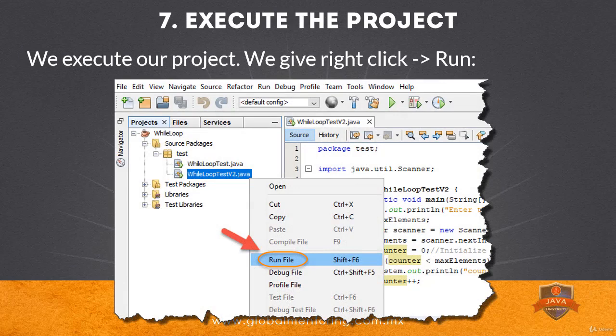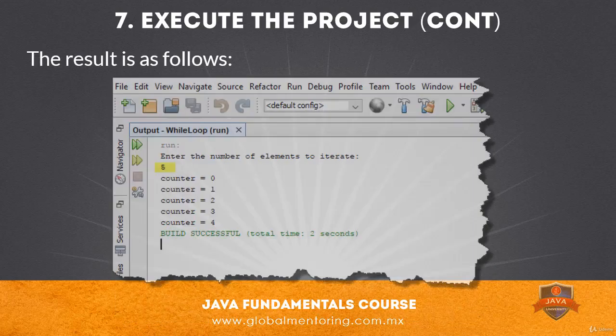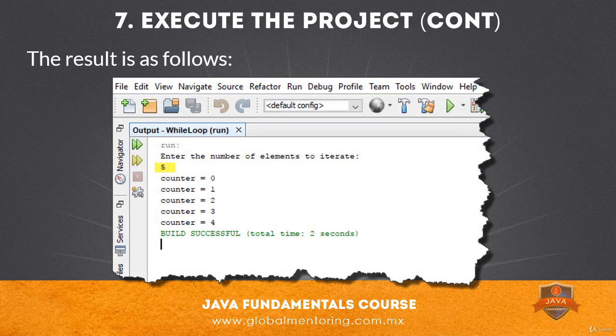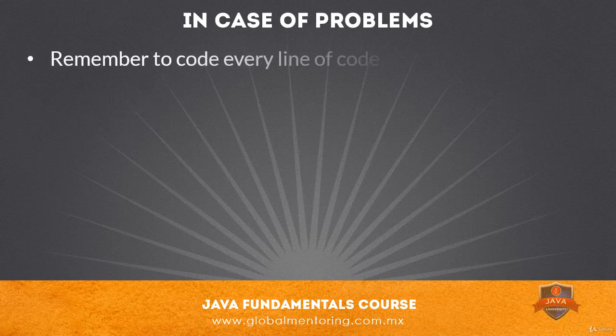Execute the project. In this case, select the class WhileLoopTestV2, right-click, and select run file. And we are asking the user to enter the number of elements to iterate. If the user gives the value of 5, we will see the counter increase from 0 to 4.